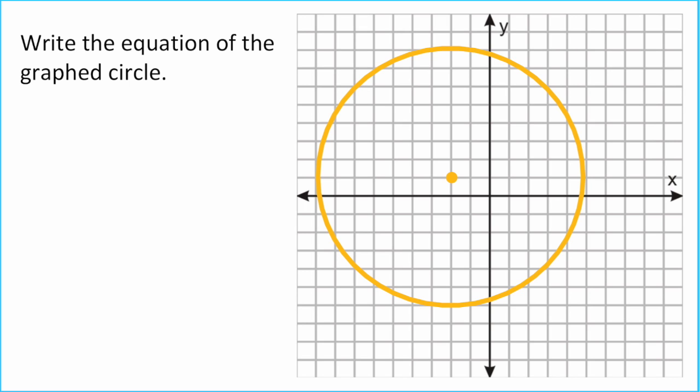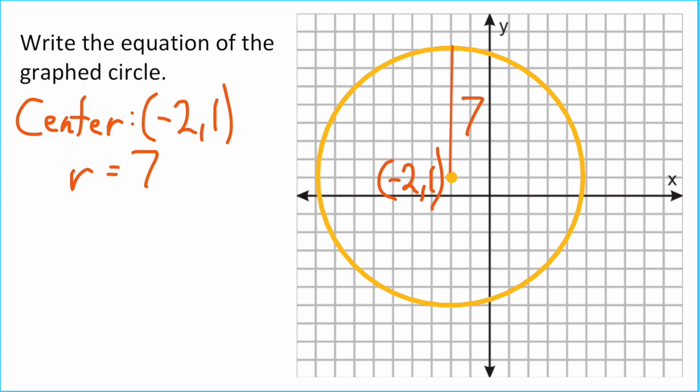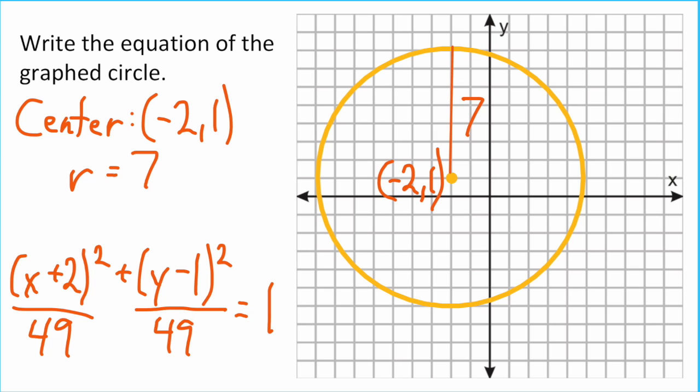So on this one, our center is (-2, 1). Our radius is 7. And that's all the information we need to write our equation of (x + 2)²/49 + (y - 1)²/49 = 1. It doesn't matter which form you use. I'm going to show this form every once in a while so you don't forget it. Although most of you guys will probably write (x + 2)² + (y - 1)² = 49.